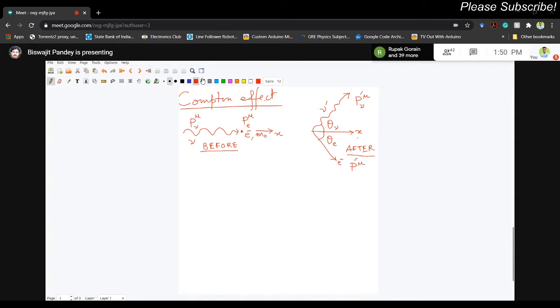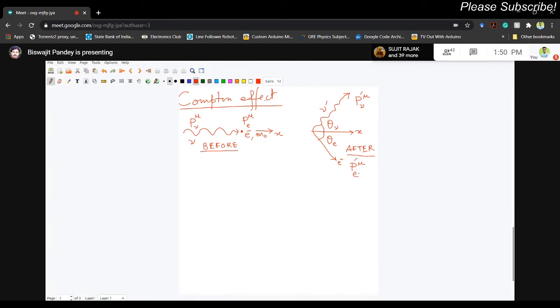Here, don't just assume that prime means it's a Lorentz transformation and I am applying a Lorentz transformation to go to another inertial frame. This is just a kind of labeling. You can also write P is scattered or whatever. I have just chosen a particular notation, and here it's electron.